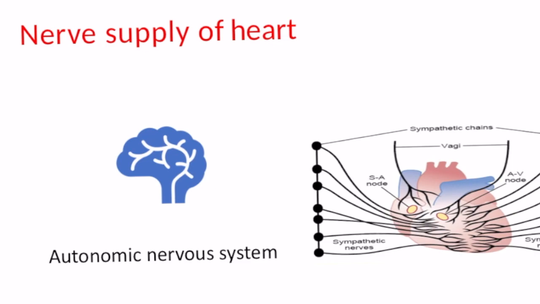Now, this is an important topic, the nerve supply to the heart. The nerve supply of the heart consists of the nerves from the autonomic nervous system, and the heart is influenced by both sympathetic and parasympathetic nerves originating in the cardiovascular center in the medulla oblongata.